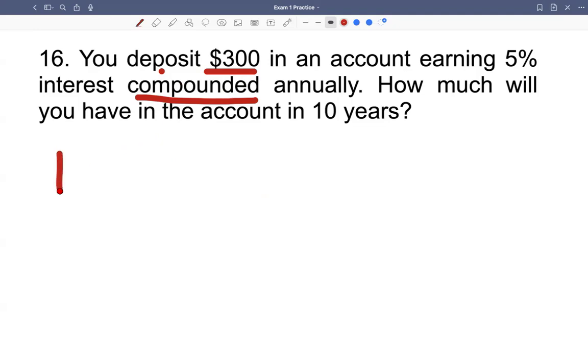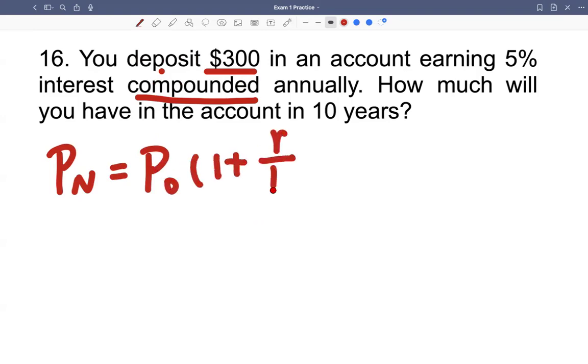Okay. So compounded is the keyword, so we know to use the compound formula. And because it's a deposit only one time, we use Pn equals P naught multiplied by (1 plus r divided by k) raised to nk. Now we need to identify those variables.